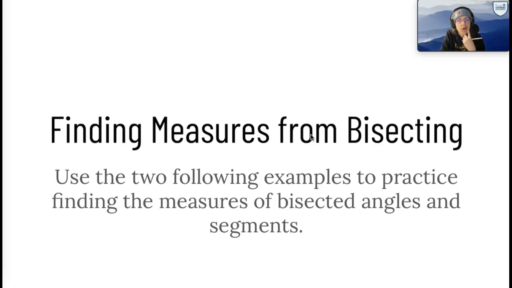We're gonna do a couple of practice problems, and then the guided note sheet has some problems that are similar to both of these two problems. These are going to be your examples so that you can get the practice to pass the mastery check. So what are we doing? We're using two examples to practice finding measures of bisected angles and segments.